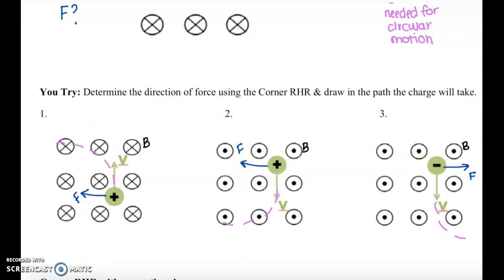Then number 3, I just kind of wanted to see what you would do with it. Number 3 is actually exactly the opposite of number 2. So after having done number 2 and getting a leftward force, number 3 is a rightward force. After all, the only thing that's changed is the sign of the charge, from positive to negative.